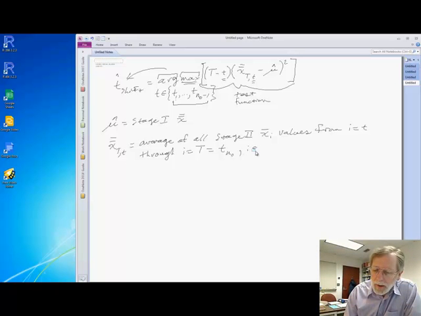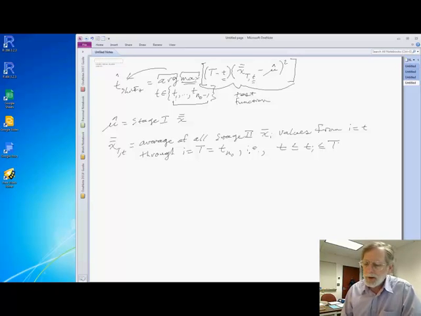i.e. t sub I, t sub I between and including t and uppercase T. See, so this t is not indexed because it depends on which one you're talking about.